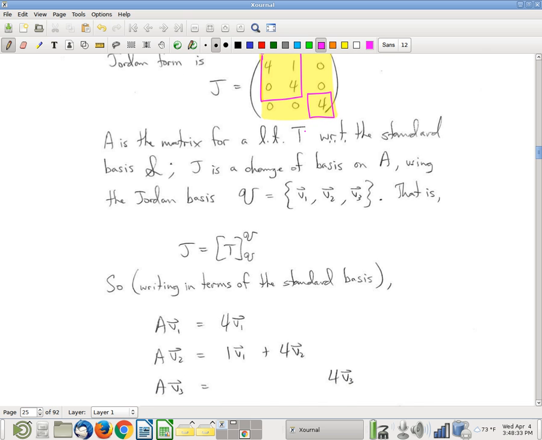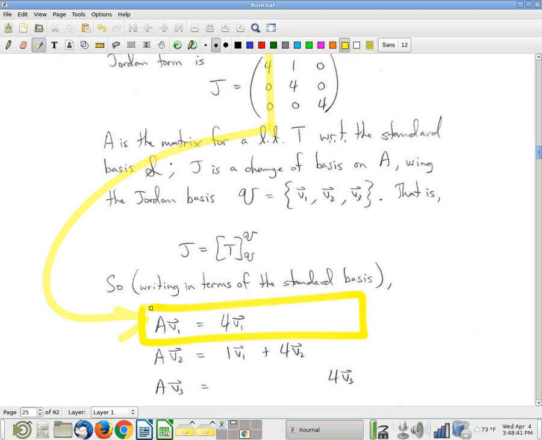Here we go. So looking at these columns, keep in mind that first column is telling me what the linear transformation does to the first basis vector. You can look at that equation, again, 4, 0, 0. What the linear transformation does to the first basis vector is I get the 4, 0, 0 linear combination of basis vectors. So I get 4v1. So Av1 is 4v1, an eigenvector.